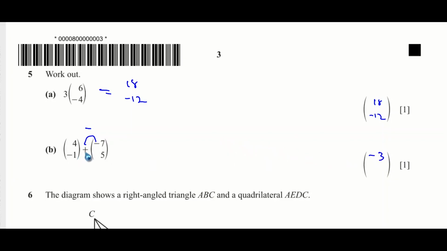Okay, then -1 plus 5, that will be +4. So you have +4 here.